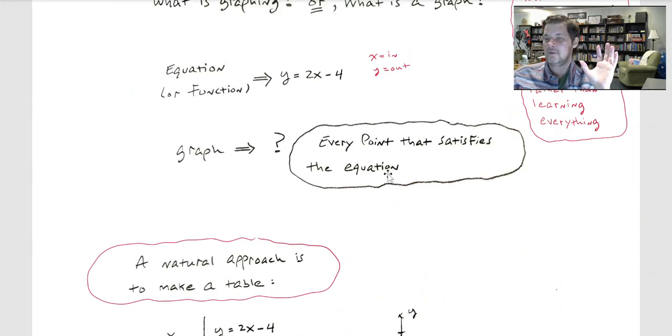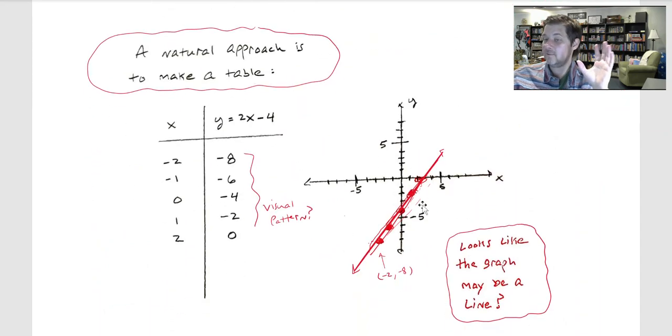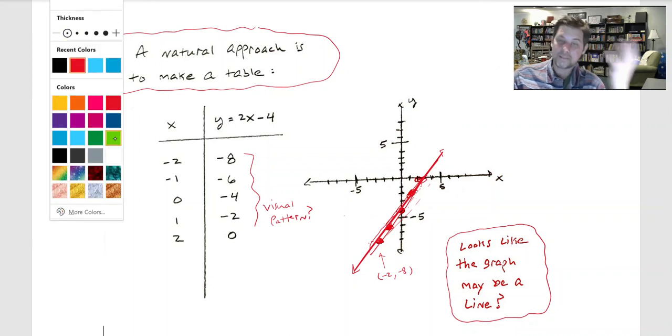So the graph is every point that satisfies the equation. When I did this, I had 5 points, but I think all the others would be consistent with the pattern I see on top of that, which is this line. And anyway, that's what the graph is.